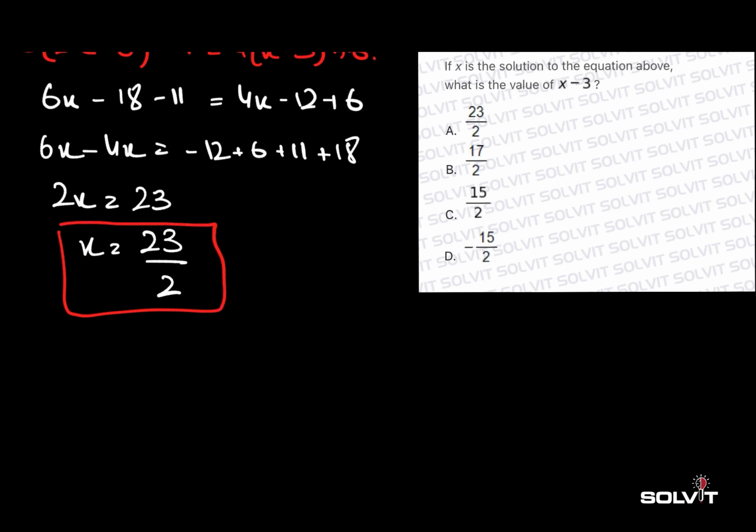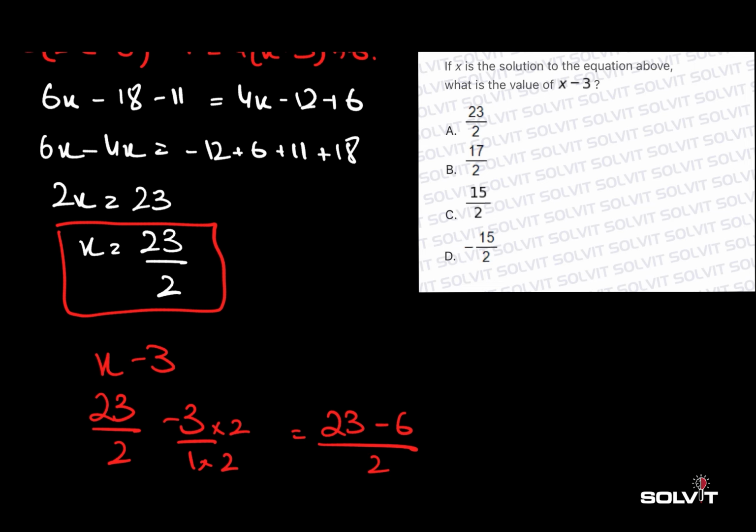What we need to find out is the value of x minus 3. तो x क्या है बेटा? 23 upon 2 minus 3 करेंगे. So that means we have to take 2 as an LCM. Then this is going to be 23 minus 6 over 2, which means it is going to be 17 upon 2. So our answer is going to be B.